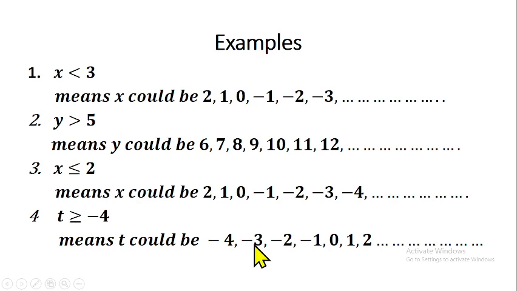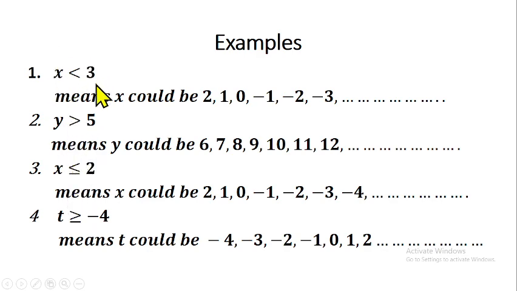Then greater: minus 3, minus 2, minus 1, 0, 1, and 2, and so on. Because we know that minus 3 is greater than minus 4, minus 2 is greater than minus 4, minus 1 is greater than minus 4, 0 is greater than minus 4, and so on. So you should be able to interpret all these inequalities that we have here.